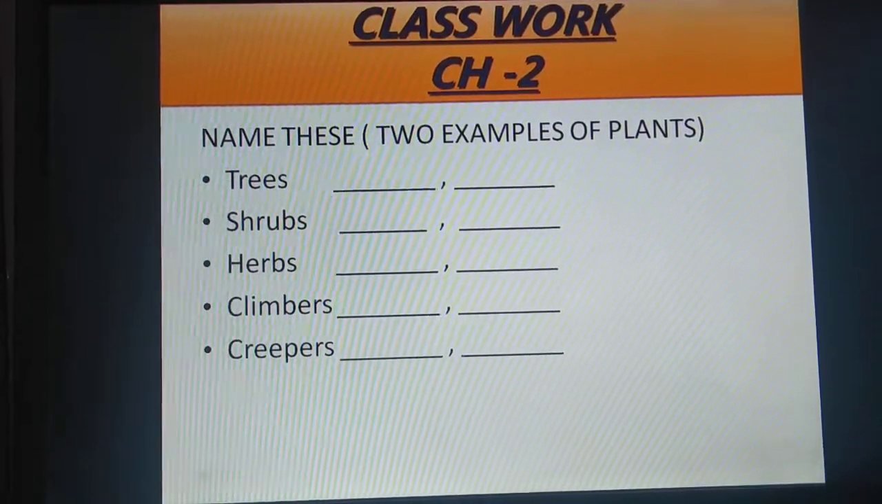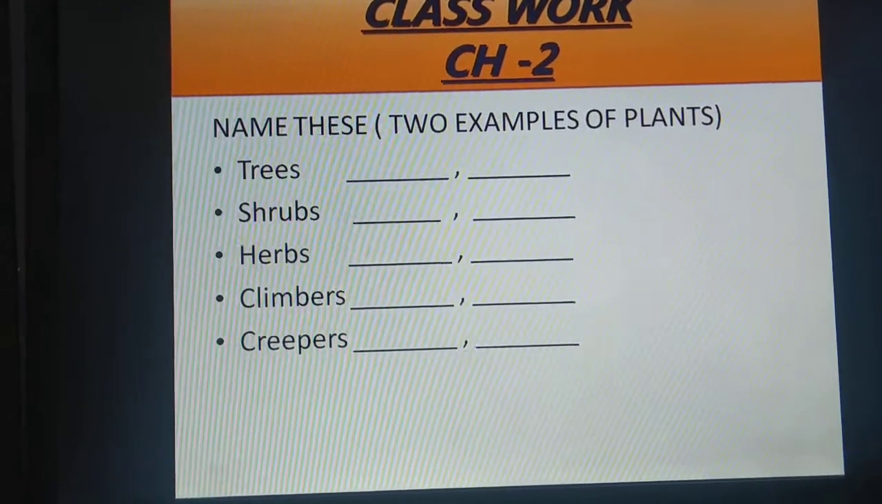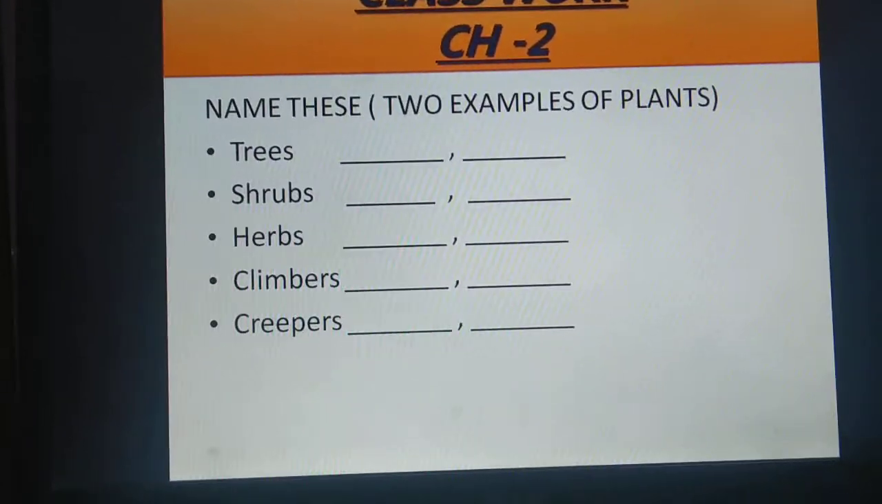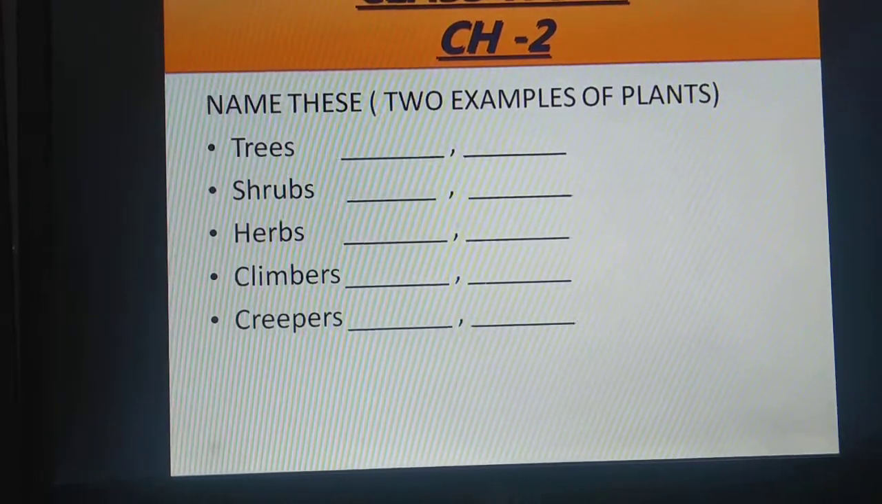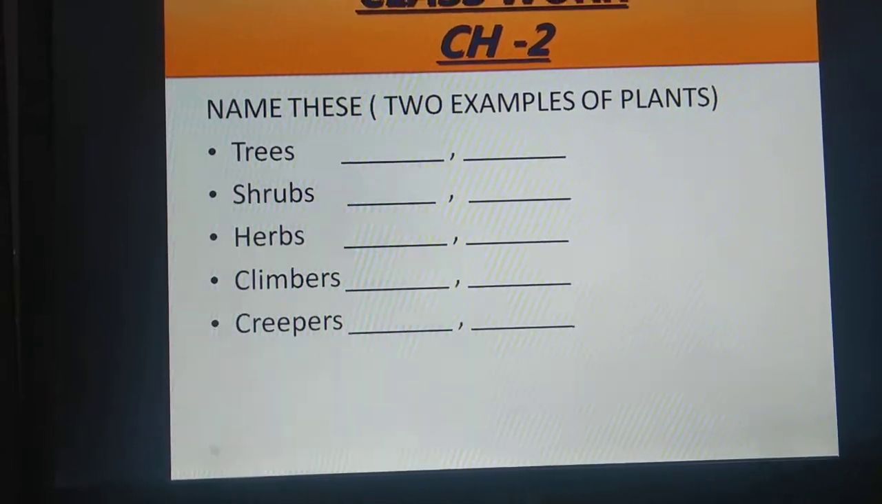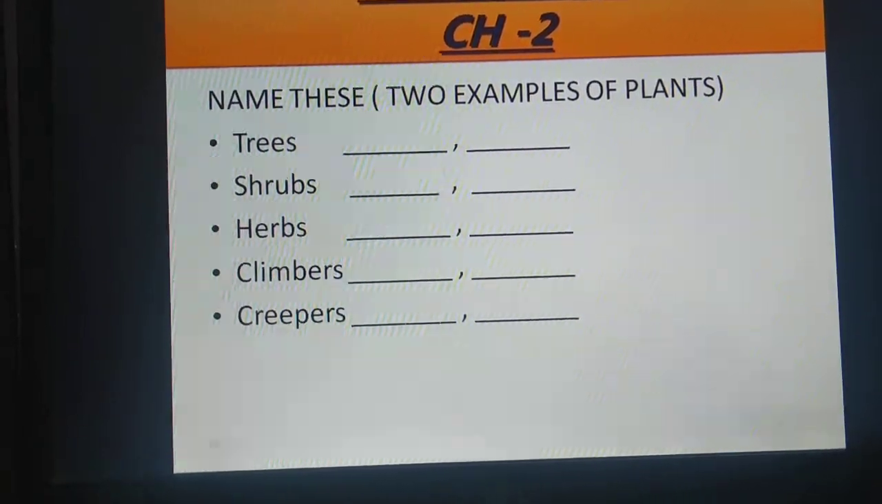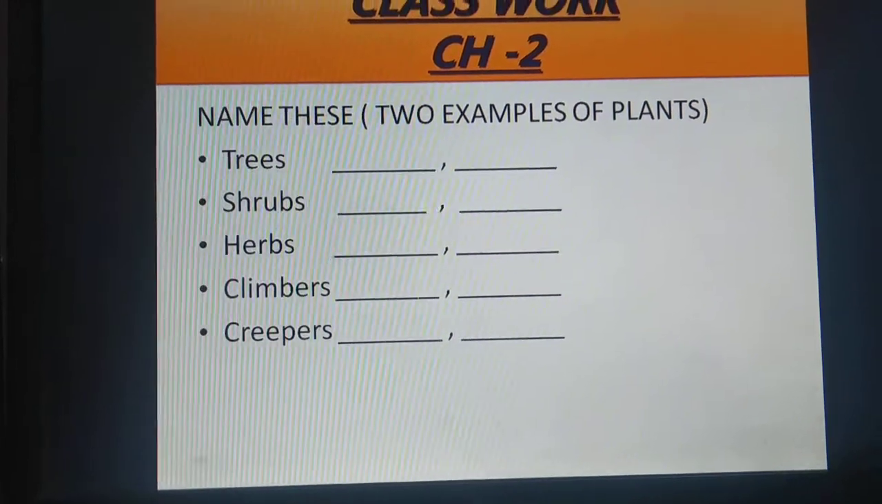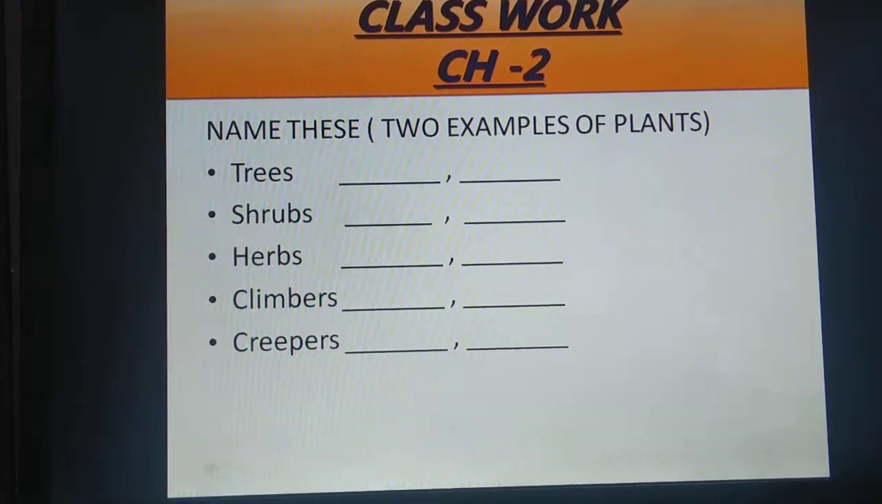It is named this. You have to write two examples of plants. The first one is trees. You have to write two trees' names. Second is shrub. You have to write the names of two shrub plants, then herbs, then climbers, then creepers. You have to write the names of two plants. Means you have to give examples.